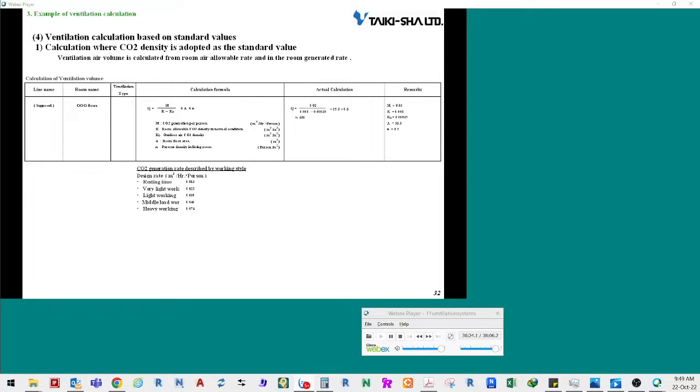Calculate the ventilation air quantity using the quantity of the material in the room and the allowable concentration. The calculation formula and an example of calculation are shown on the slide. The numeric value shown on the slide, based on the labor intensity, is adopted for the quantity of generated CO2 for its design.